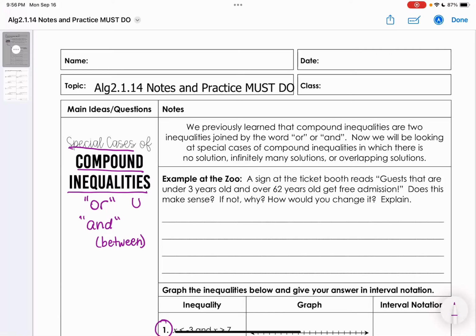So an example here: we've got a sign at the ticket booth that reads, "Guests that are under 3 years old and over 62 years old get free admission." Does it make sense? Can you actually be under 3 and over 62 at the same time? No, you cannot. So how would you do that?